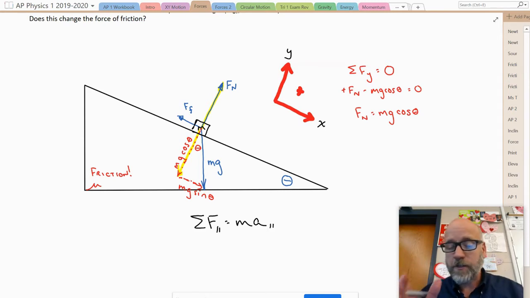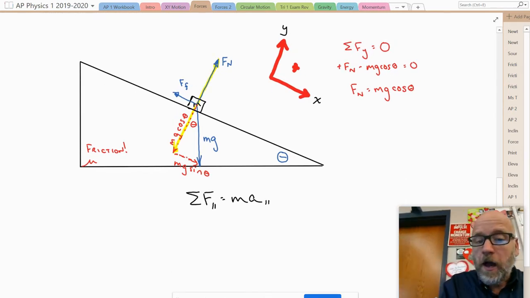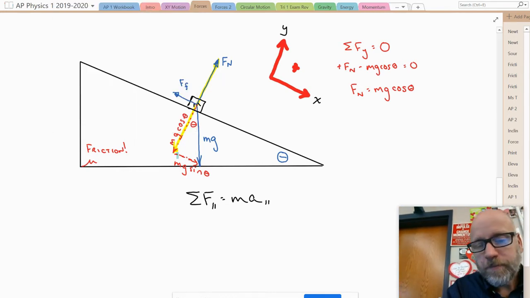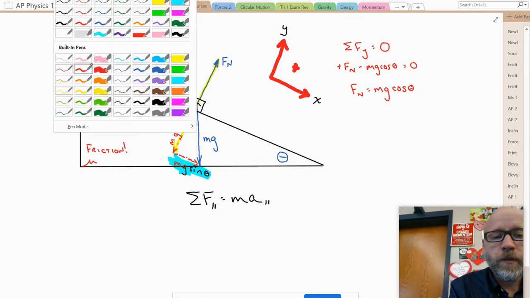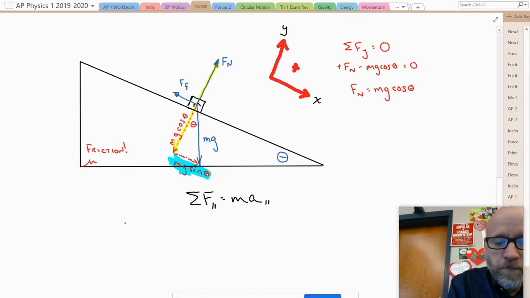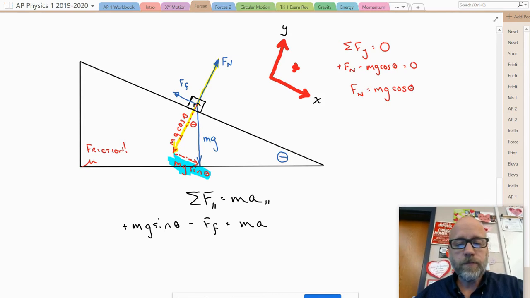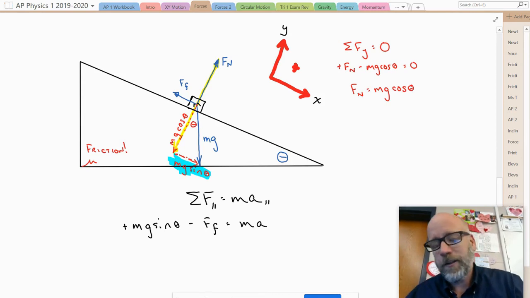Now, in that direction of motion, the force parallel, I'm going to have plus, do you see it? Right there? I'm going to have plus mg sine of theta. That is making it go down the slope. So plus mg sine of theta minus the force of friction causes the mass to accelerate. I'll leave the parallel off at this point.